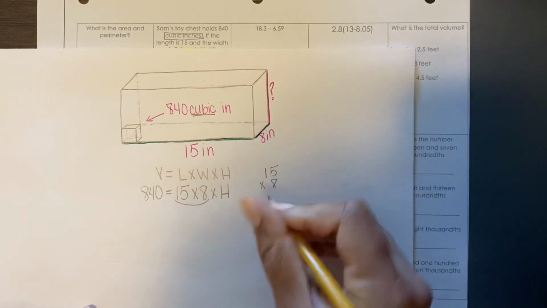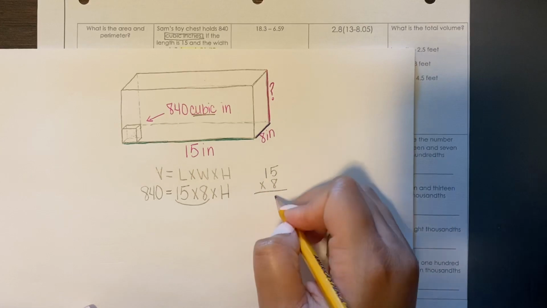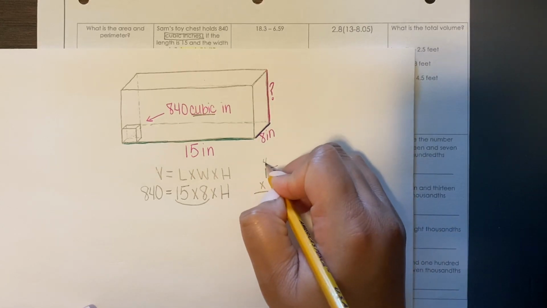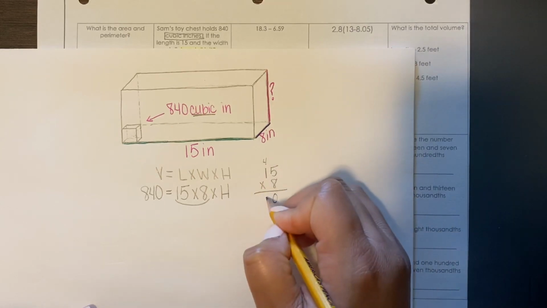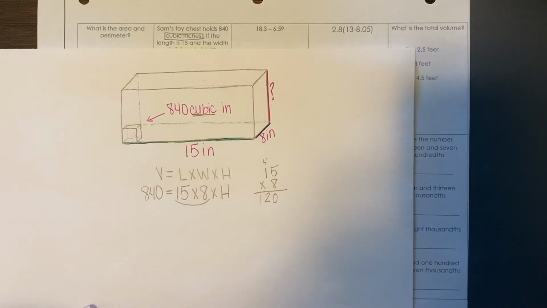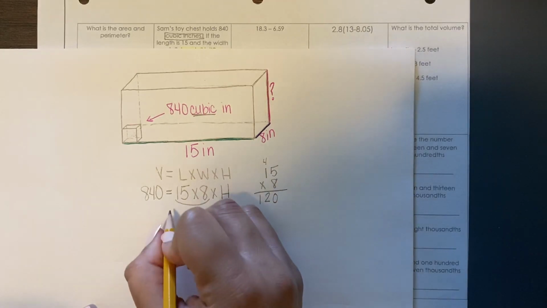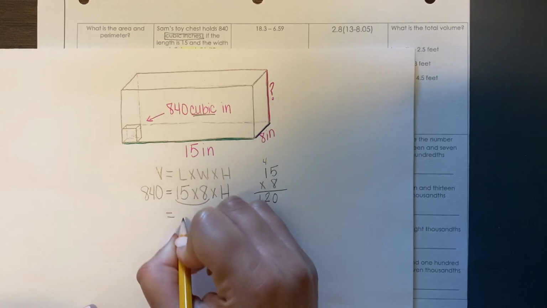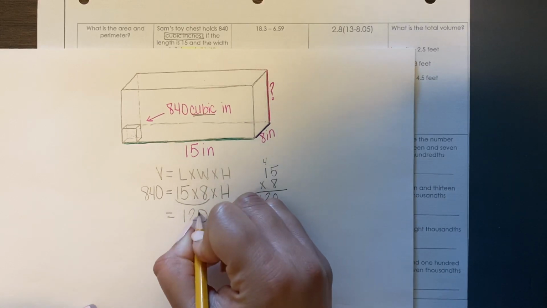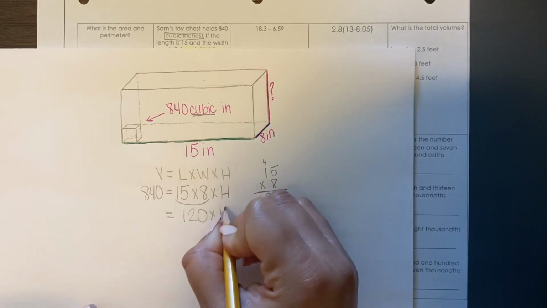15 times 8. 8 times 5 is 40, carry the 4. 8 times 1 is 8, plus 4 is 12. 120. So now, underneath this, I'm going to write what my answer was. It was 120 times the height.